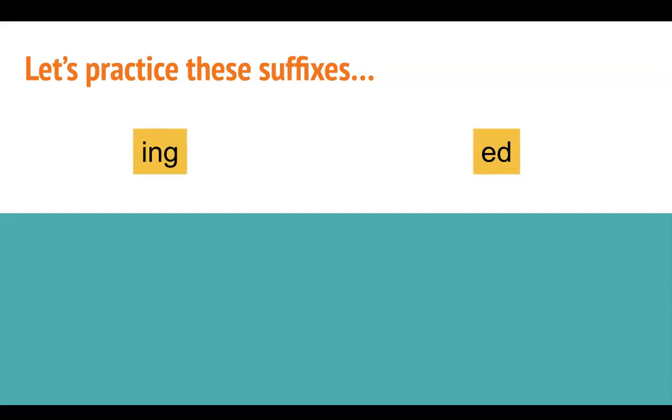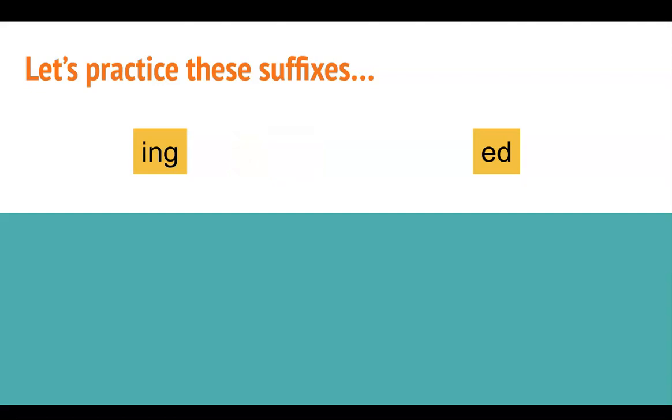Our ing suffix says the same thing as our glued sound ing. They both say ing. But ing is a suffix only when it's on the end of a base word. For example, in the word ring, ing is not a suffix here because it's not on the end of a base word. If we took ing off of this word, we would only have the sound left over.